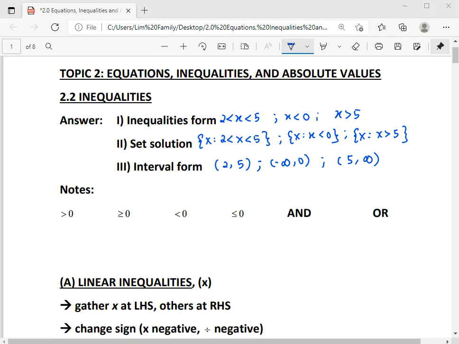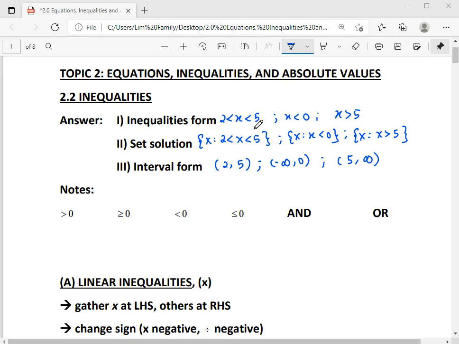So it depends on the questions. If a question asks you to find the set solution, then we use the set notation. If the question asks you to find the interval form, then our answer will be in this type of pattern. If the question doesn't mention anything, then it will be up to us to present our answer in this kind of pattern, whichever, 1, 2, 3, either one to be shown.